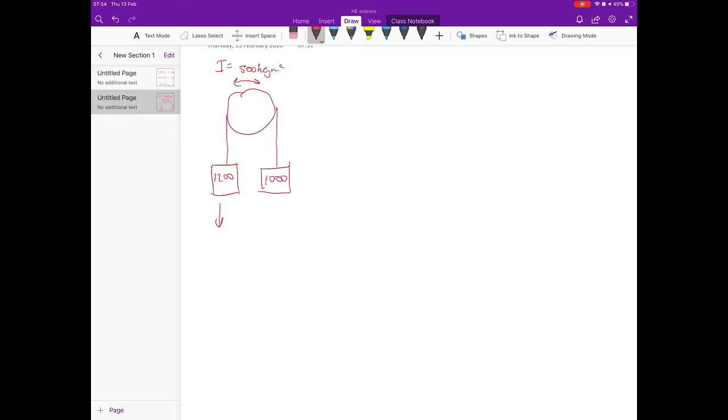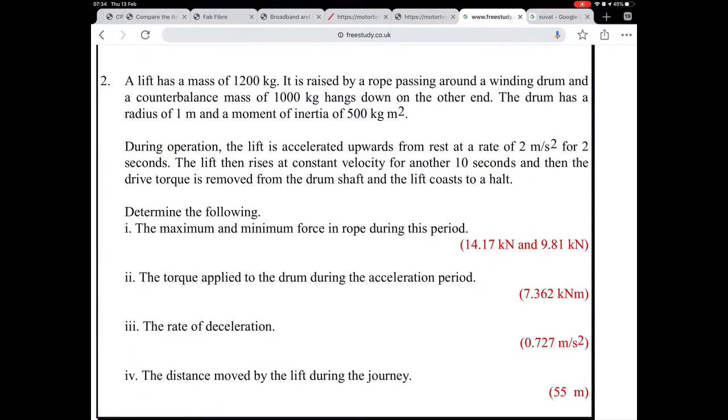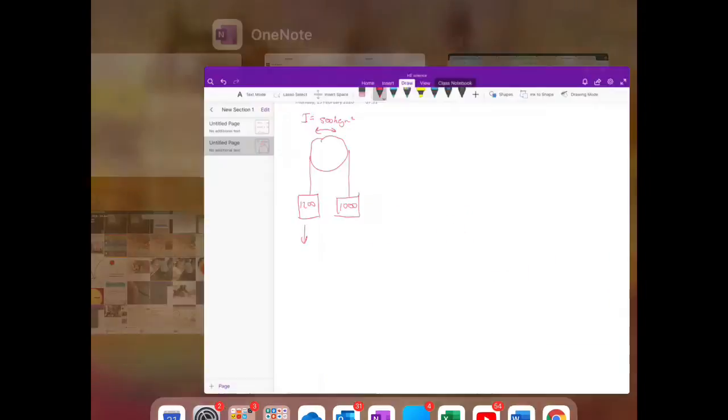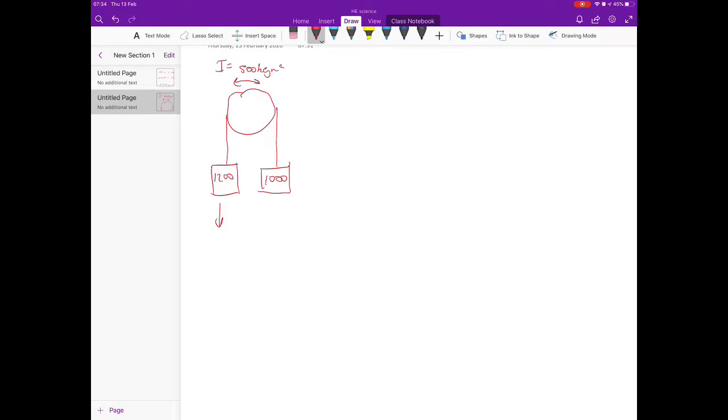So the first part of the question says work out, so this is part, is it A or I? Let me just have a look. I. The maximum and minimum force on the rope during this period. Now this is where I think there's been a mistake in the actual question, and we'll see this, and that's what threw us a little bit. So there are two tensions in the rope, this one and this one.